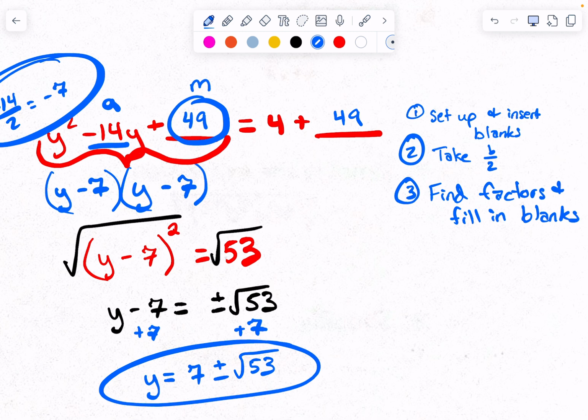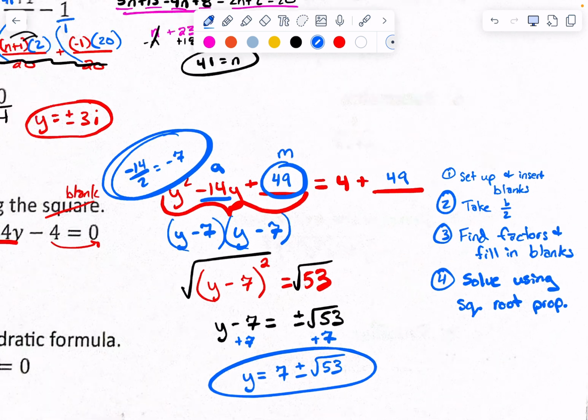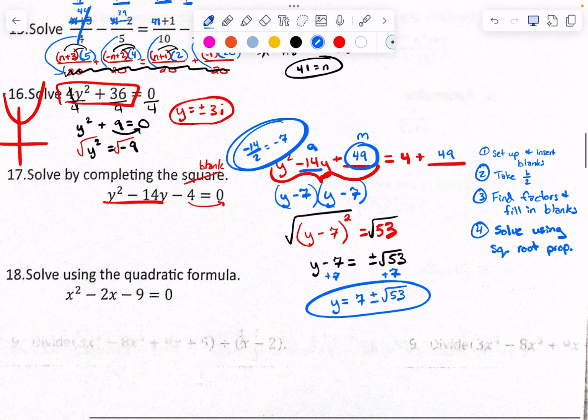Okay, so I found the factors were -7, and then I multiplied that together and filled in the blank, and that made that 49. Step 4, solve using the square root property. That's what that's called. You take the square root of both sides, and then you continue to solve from there for your variable. That's it. Completing the square.